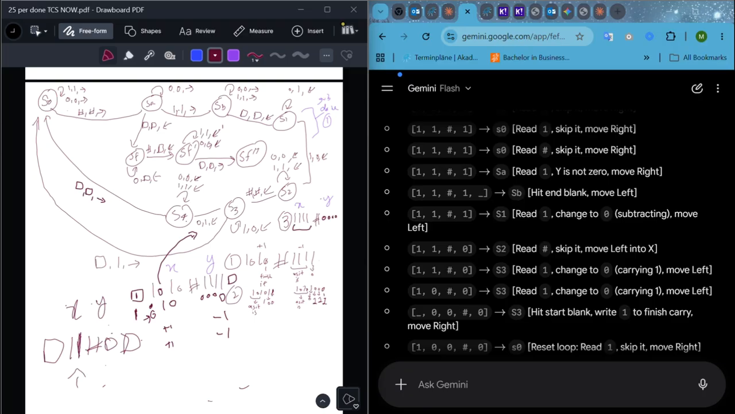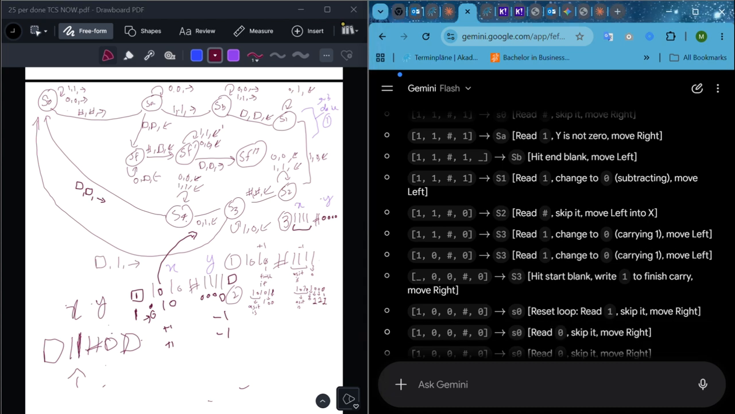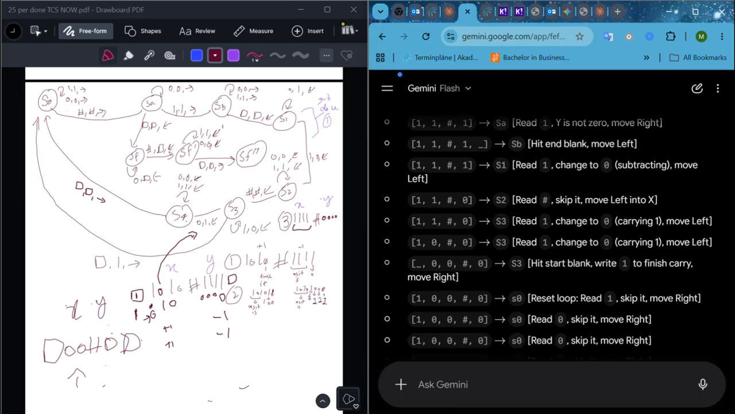And in S3, if it reads a 1, it makes it a 0. Now addition is happening. If it reads a 1, it makes it a 0. And the moment it sees there's another rule in S3, the moment it sees a blank, which it's of course seeing, it makes this blank 1 and repeats the whole process to see if there are more.